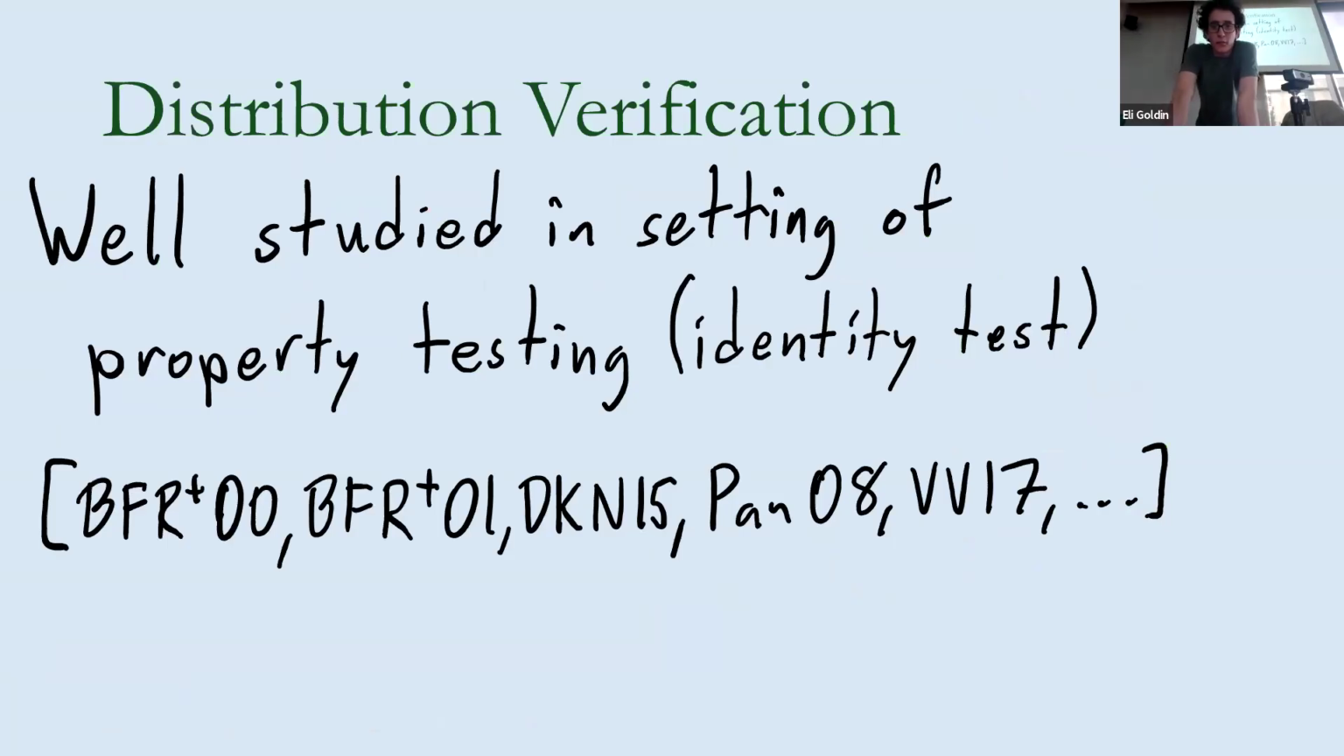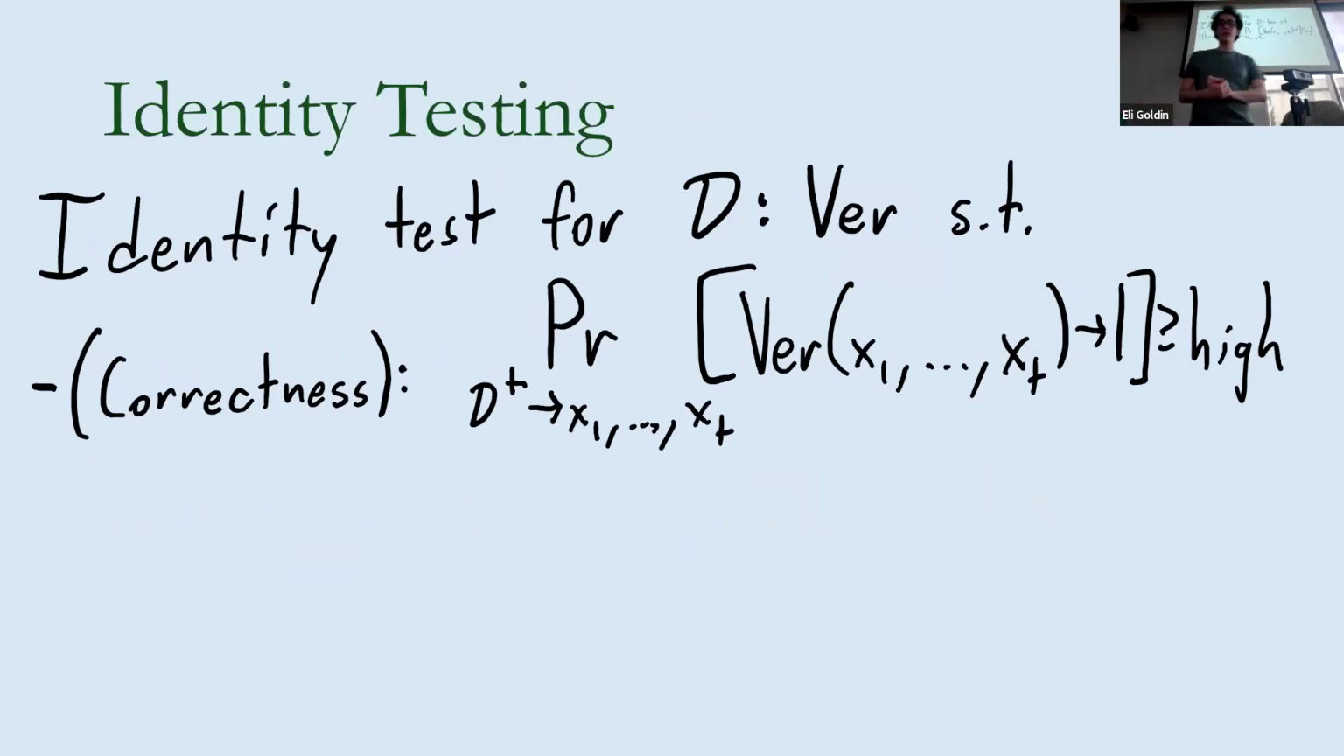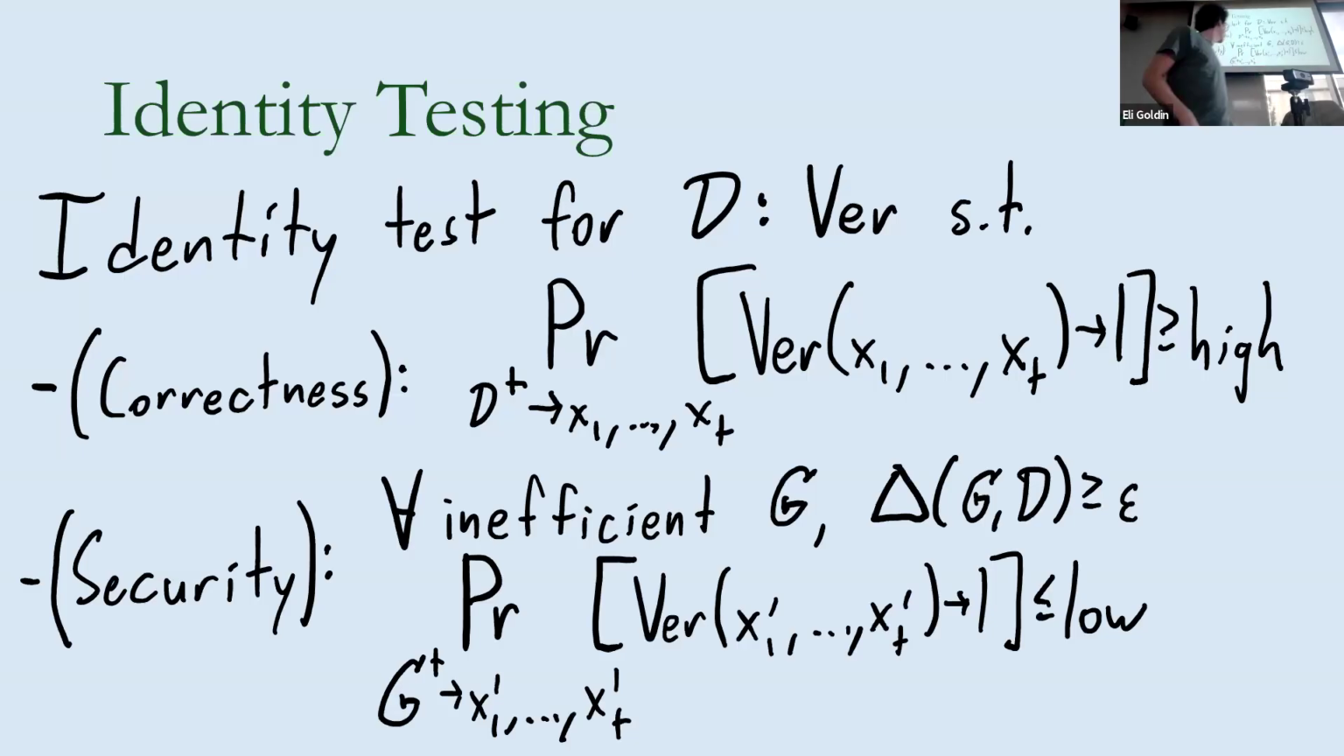So this has been very well studied in the setting of property testing, the field of testing properties of distributions with sample access. And in particular, the property testing version of this is the identity test, which there are a number of works for, which is very related to our notion of distribution verification. And I'll say what an identity test is, and then I'll talk about the differences. So an identity test for a distribution D is a verifier such that given samples from the distribution D, the verifier should accept with high probability. And for any other distribution G that is statistically far, given many samples from G, the verifier should reject with high probability, or accept with low probability.